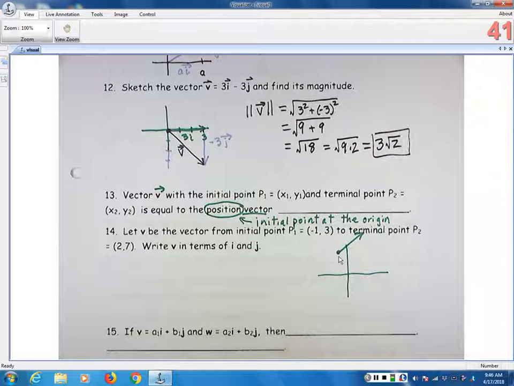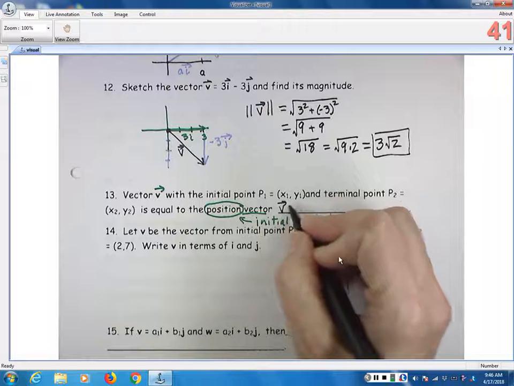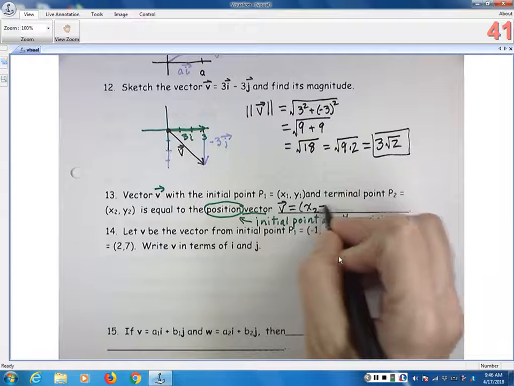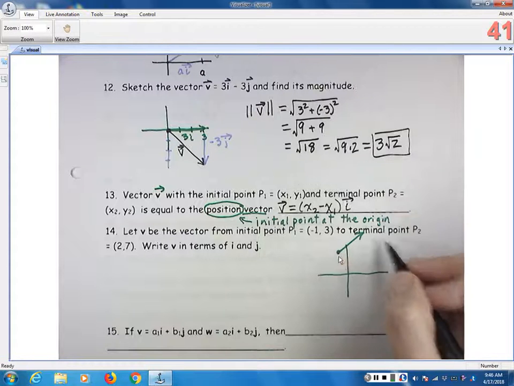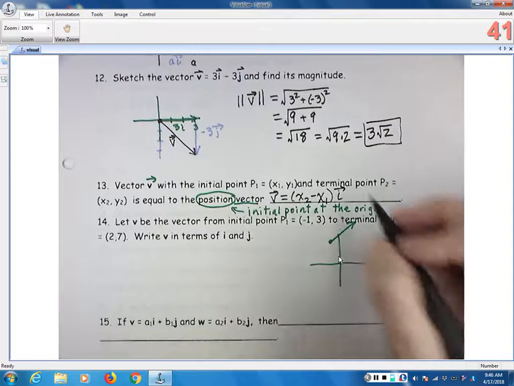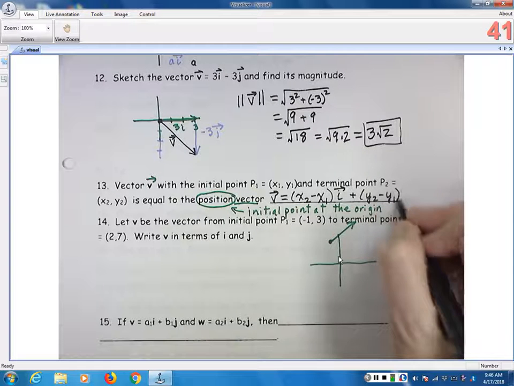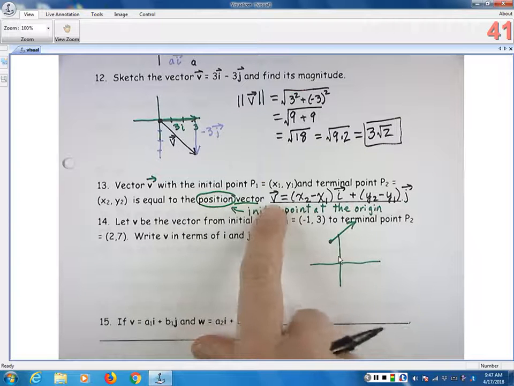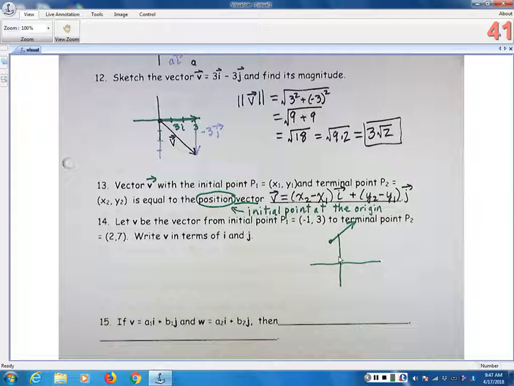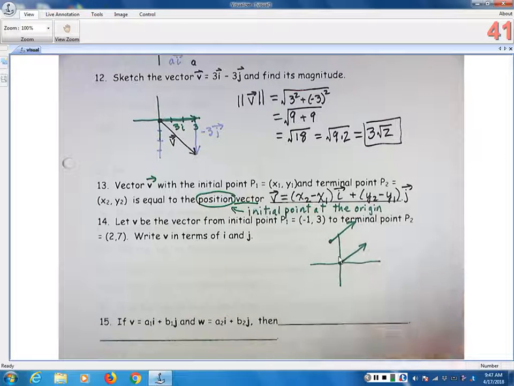How do we get it down there? Our vector v is going to be x2 minus x1 times i, the unit vector i, plus y2 minus y1 times j. This vector v is going to be equal to the vector v, and so we just move it to here. This is a pretty drawing.